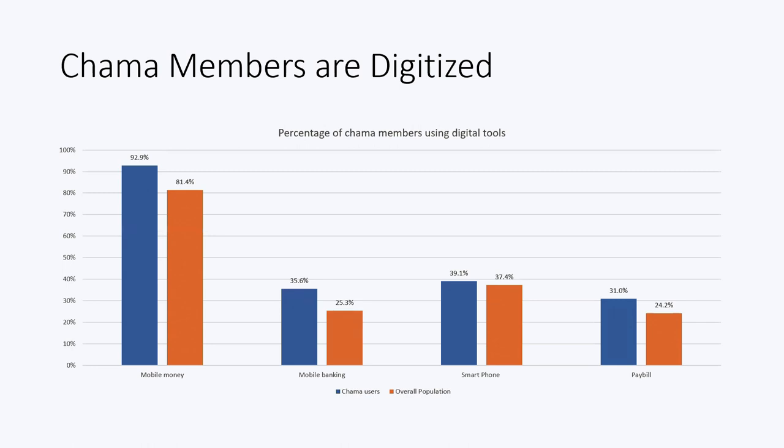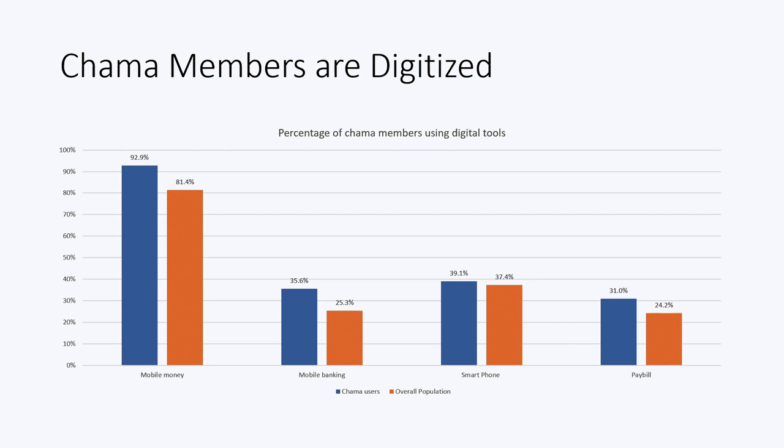And we can also see that the chama members tend to be more digitized than the average population. The percentage of chama members using, say, mobile money is 92%, whereas the percentage of overall people in the FinAccess in Kenya is 81%. And similarly, 31% of chama members have a pay bill. Perhaps they own a business. Perhaps they're really good at fundraising. Whereas only 24% of people overall have a pay bill.